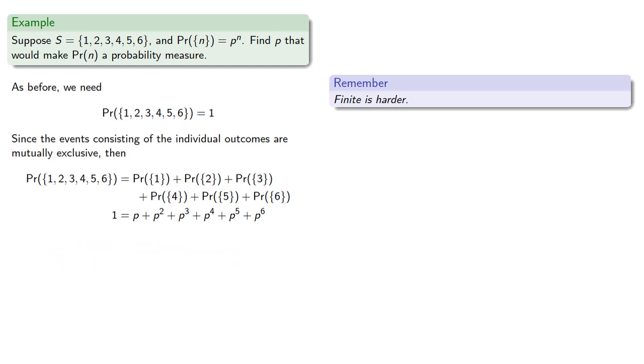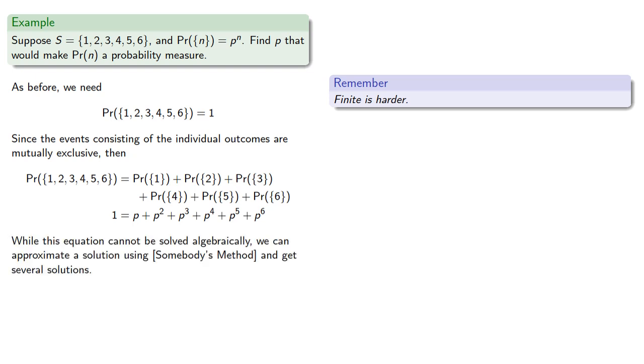And unfortunately, because this is a finite series, we don't have a nice way of expressing it. While this equation can't be solved algebraically, we can approximate a solution using Newton's method and get several solutions. However, the additional requirement that we're dealing with a probability measure means that the probability must be between 0 and 1, so p is the solution that's between 0 and 1, and so the only viable solution is about 0.5041.